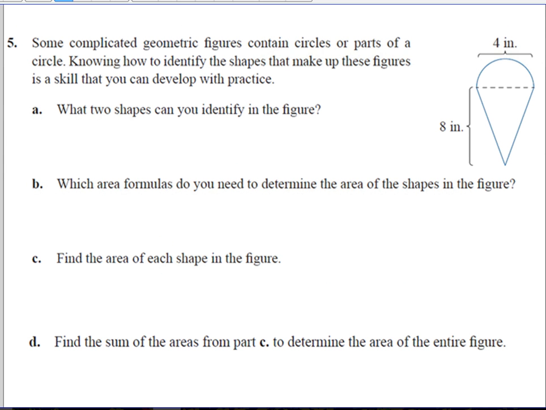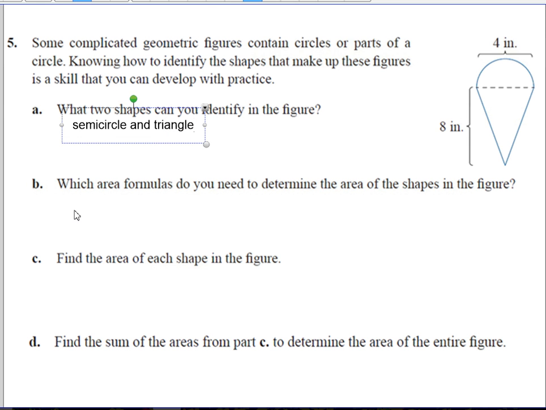Here's another example. Notice we have a compound shape here. And it says some complicated geometric figures contain circles or parts of a circle. Knowing how to identify the shapes that make up these features is a skill that you can develop with practice. And so it asks us what two shapes do we have. Notice here we have a half moon shape. It's half a circle, which is called a semicircle. And so for the two shapes we have a semicircle and we have an upside down triangle.